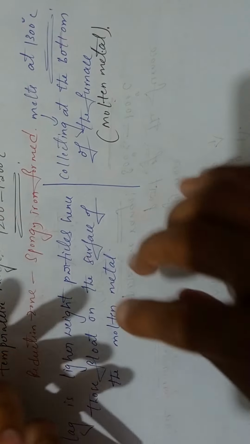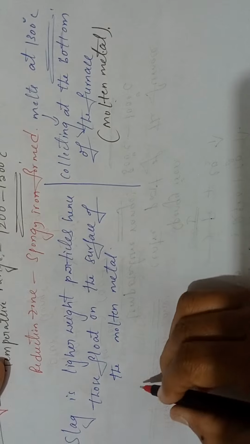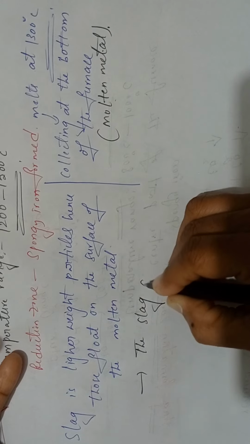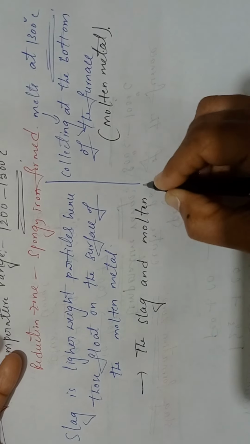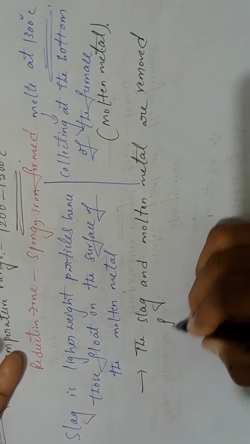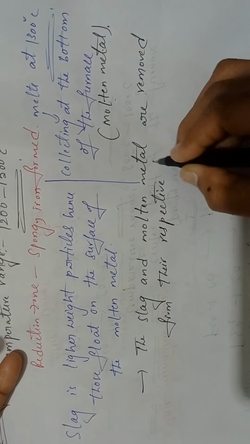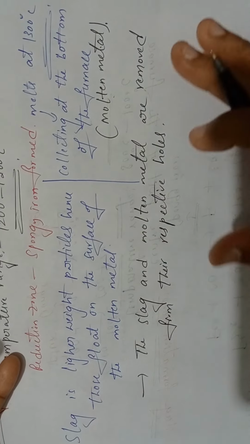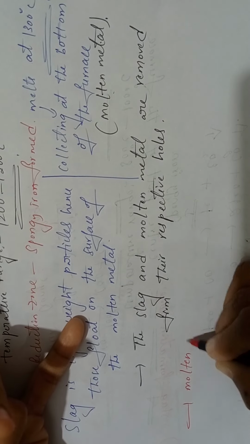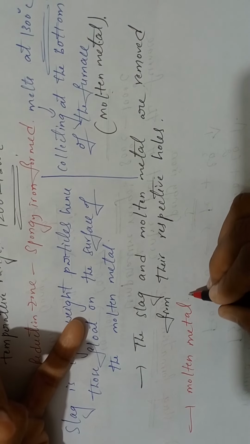So now this molten metal and slag we can remove from their respective holes. Are you clear? What I told you, students, is that the slag and molten metal are removed from their respective holes. Then we get the molten metal, and that molten metal is run into the molds. We have to pass it into the molds.